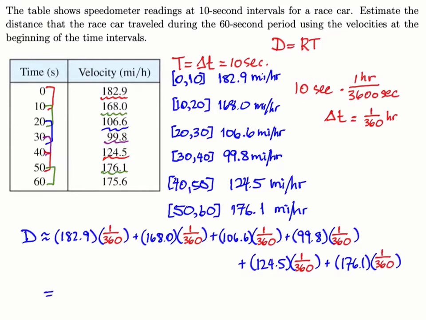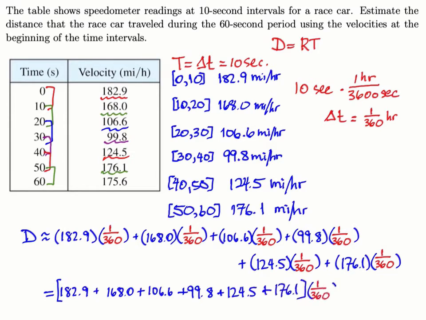And if I pull out the 1 over 360 using the distributive property, I can just add up all these rates and then multiply that sum by 1 over 360. So that's just using the distributive property, to save myself a little bit of multiplication. After I add those numbers together and divide by 360, I got 2.4 miles. Total distance traveled in that 60-second race.